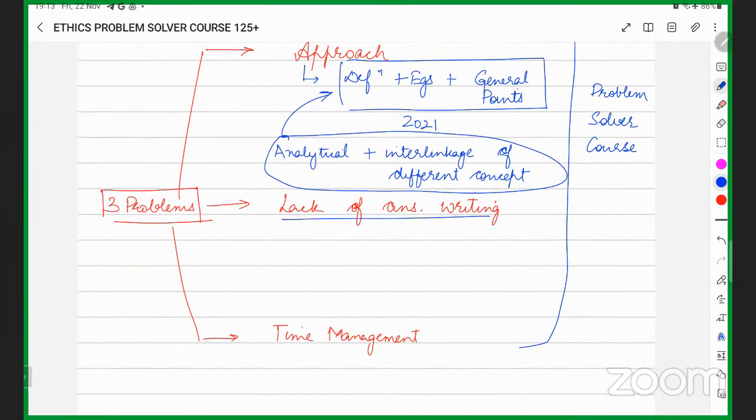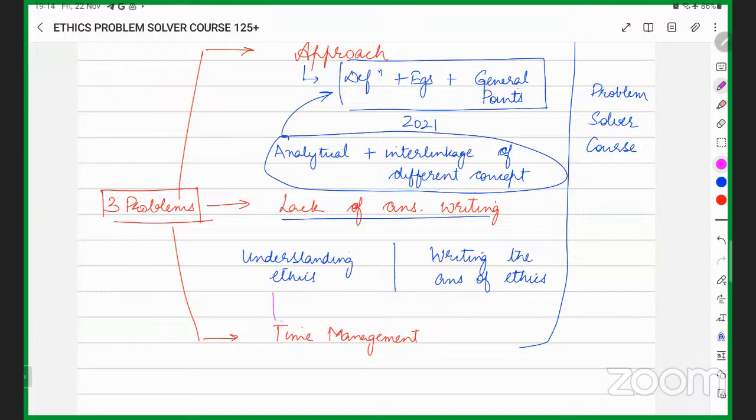Moving to the second point, lack of answer writing. There is one thing which you need to understand, and it is relatively more important: when it comes to ethics, understanding ethics and writing the answers of ethics are two different things. So you might have a good understanding of ethics, but you might simultaneously face the problem of writing good answers. So what is required is answer writing practice.